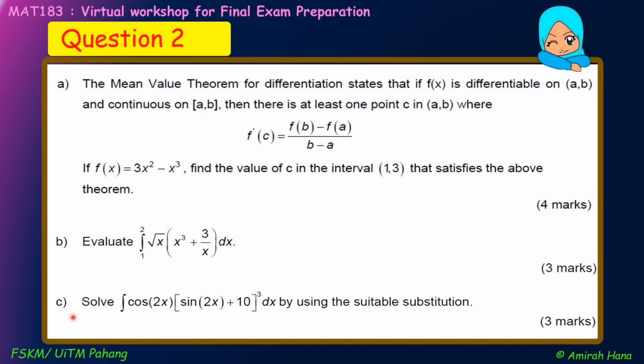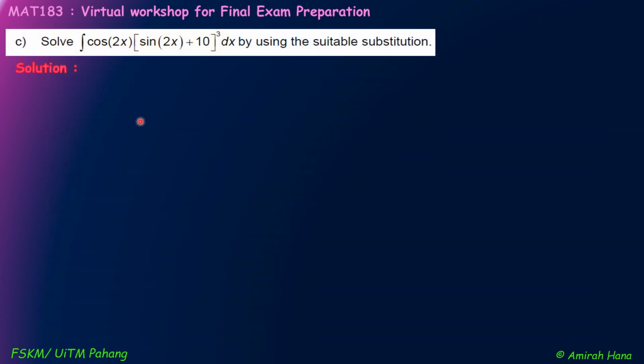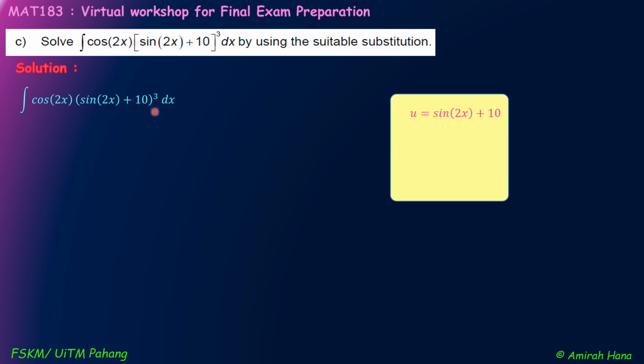Next question, 2C. Solve the integral of cos 2x times (sin 2x plus 10) cubed dx by using u substitution. 3 marks. Now, let me look at the complete solution. From the given question here, when we use u substitution, we choose u as the function in the bracket here. u equals sin 2x plus 10.